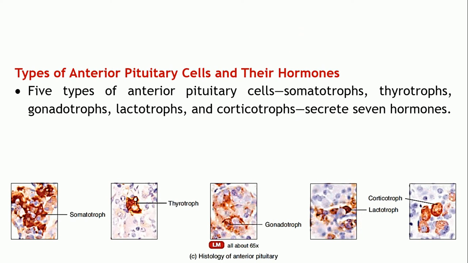Okay, now coming to the types of anterior pituitary cells and their hormones. So let us see what are the different types of cells and which are the hormones which are produced by the anterior pituitary. So there are 5 major types of anterior pituitary cells. These are somatotrophs, thyrotrophs, gonadotrophs, lactotrophs and the corticotrophs. So these 5 types of cells in all secrete 7 types of hormones.